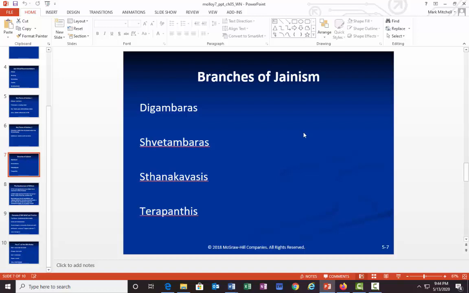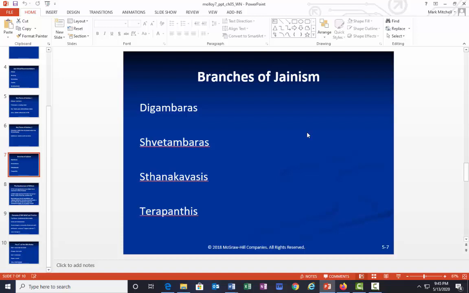This is a fairly new branch, and by fairly new, I mean basically the last 200 years, and they are basically a reform movement. What that means is they think that the other branches have got it wrong, and they want to fix the problems that have occurred. So there are lots of reform movements in different religions and faiths around the world. Now, they avoid the use of images and temples.